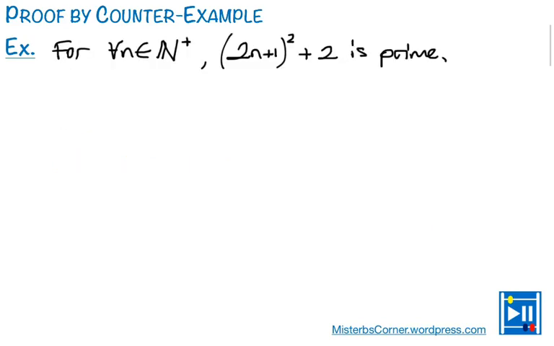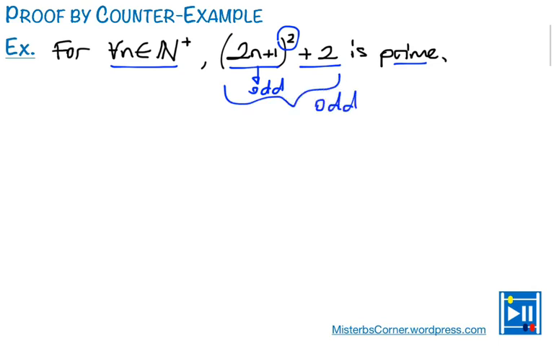Now let's look at this statement. It says, for every positive natural number n, (2n plus 1) squared plus 2 is prime. So basically, we're talking about an odd number squared plus 2. The square of an odd number is odd, and if we add 2 to it, it's odd again. So basically we are talking about this odd number being prime or not. So we can just give it a try.